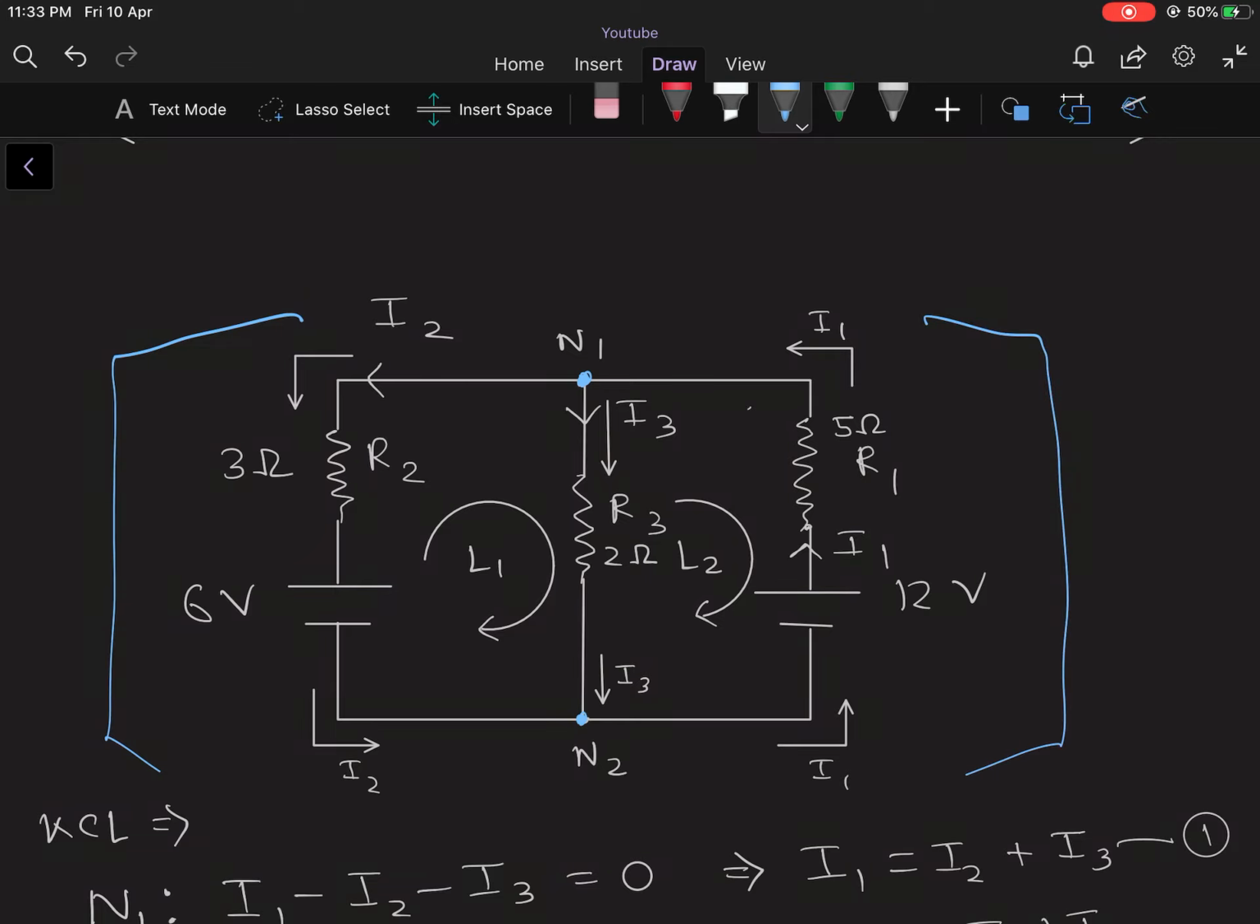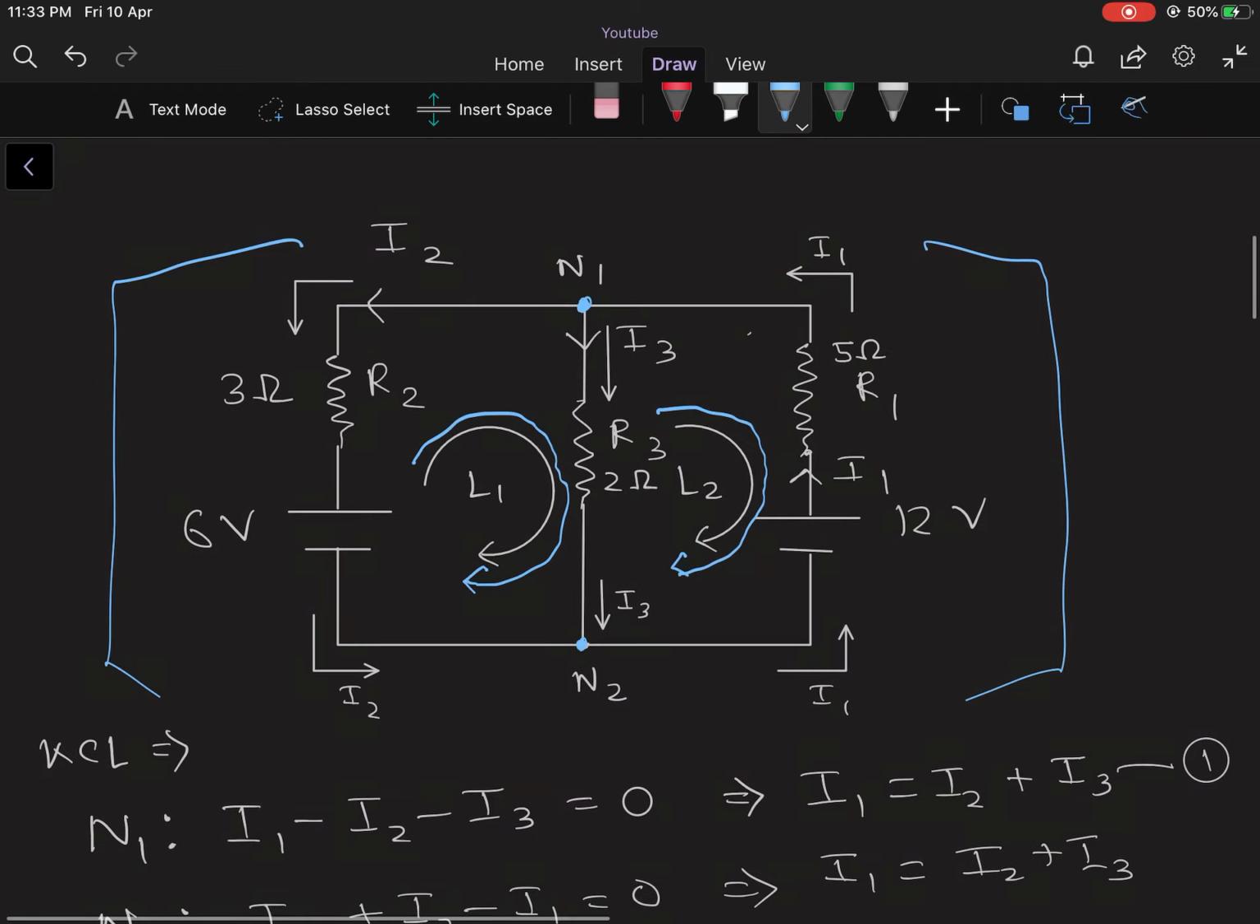Then draw your loop in the branch. Here we take the direction of the loop in this direction. Choosing the direction of the loop is completely arbitrary. Here we choose the direction of the loop in the same direction.